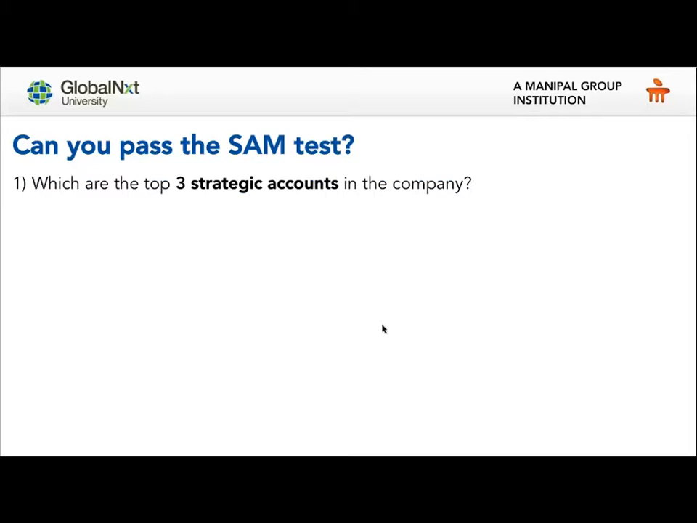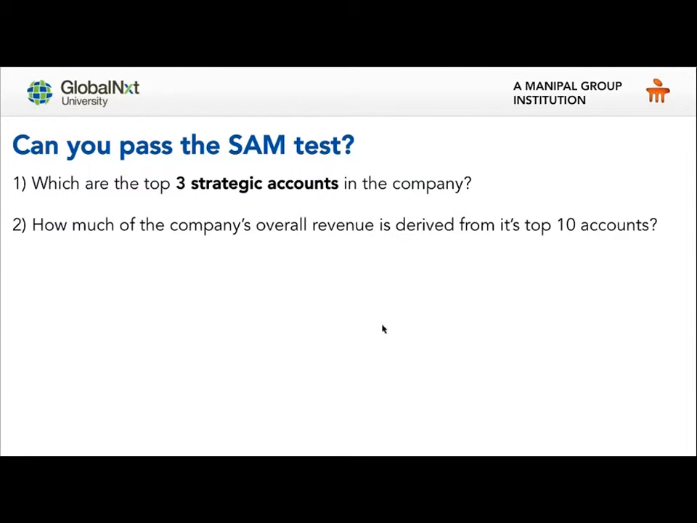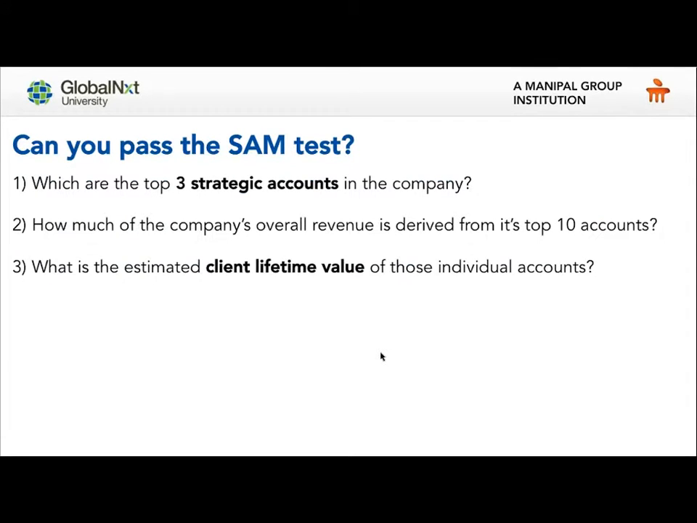Which are the top 3 strategic accounts in your company? How much of the company's overall revenue is derived from its top 10 accounts? Just a rough answer. What is the estimated client lifetime value of those individual accounts? Because a lot of accounts, as you know, the relationship survives over a long period of time. So what you want to focus on is the lifetime value of that account, not just the short-term gains.